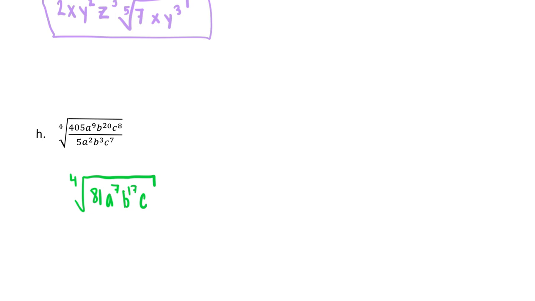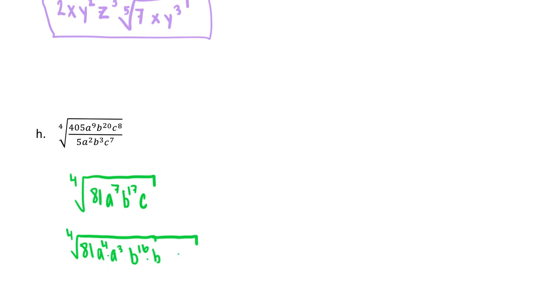So we want to simplify that. 81 is a perfect fourth power. So that's really nice. We don't have to break it up like we did on the previous problem. But here I have a to the 7th. So I need to write a to the 4th times a cubed. B to the 17th should be b to the 16 times b. Not 6, but b.